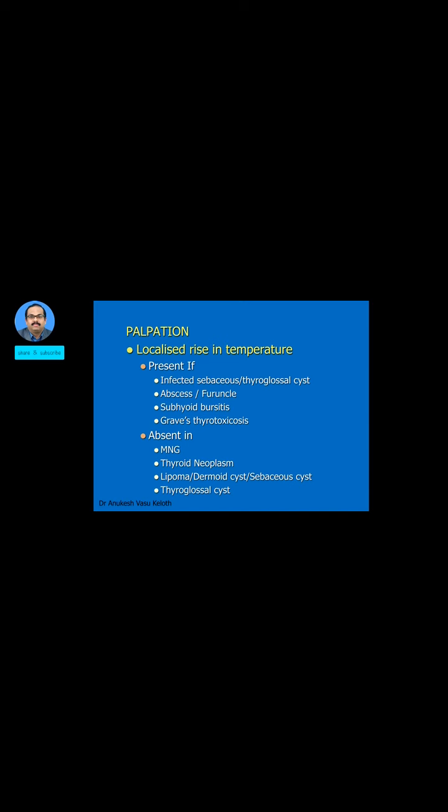So we can have the infected sebaceous cyst, infected thyroglossal cyst, abscess, furuncle, subhyoid bursitis, and even sometimes Graves' thyrotoxicosis, where the actual goiter is warm. Now it can be absent in a regular multinodular goiter, a thyroid neoplasm, a simple lipoma, dermoid cyst, sebaceous cyst, thyroglossal cyst, that is, without any infection.